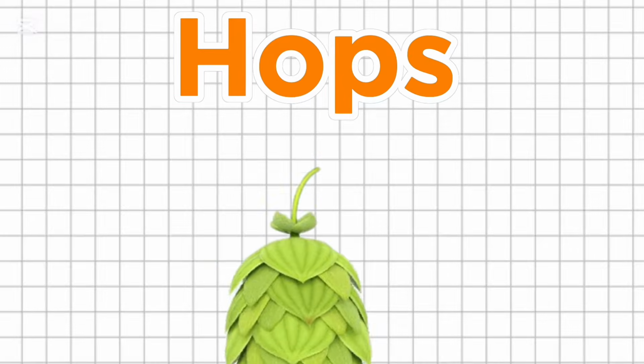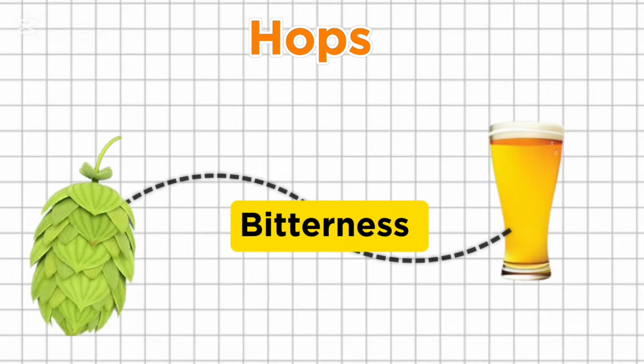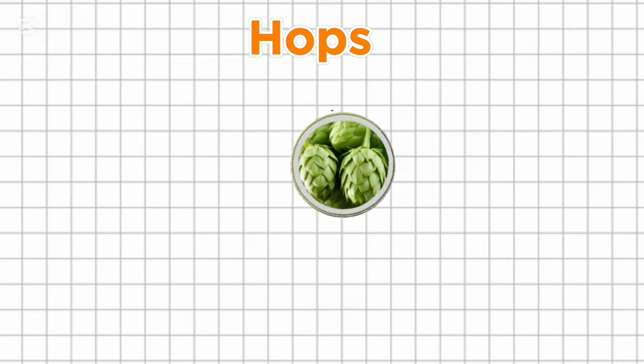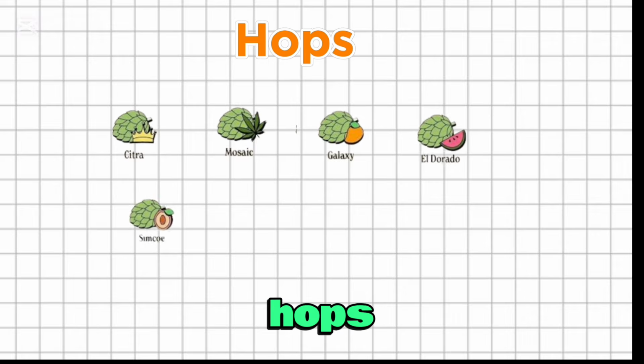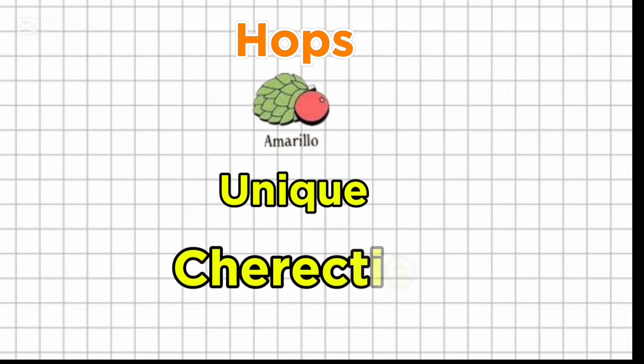Hops. Hops are flowers that add bitterness to the beer, balancing the sweetness from the malt. They also contribute to the beer's flavor and aroma. There are different types of hops, and each adds a unique characteristic to the beer.